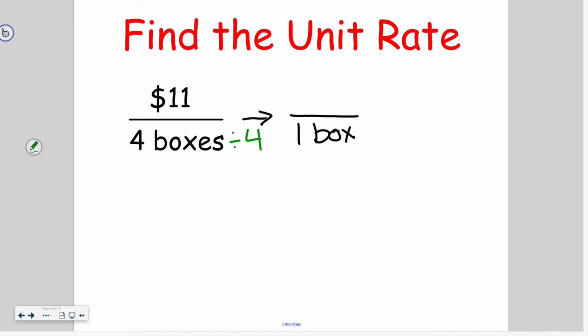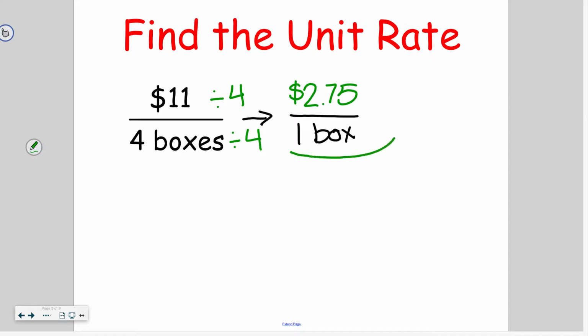If we do it on the denominator portion, we also have to do it on the numerator portion. Just like when we simplify regular fractions, if we do it to the bottom, we do it to the top, or vice versa. If we do it to the top, we do it to the bottom. So when I do $11 divided by 4, that gives me a price of $2.75 per box. Again, totally fine that we have a decimal in the top of the fraction. We are looking at rates, so that is okay.